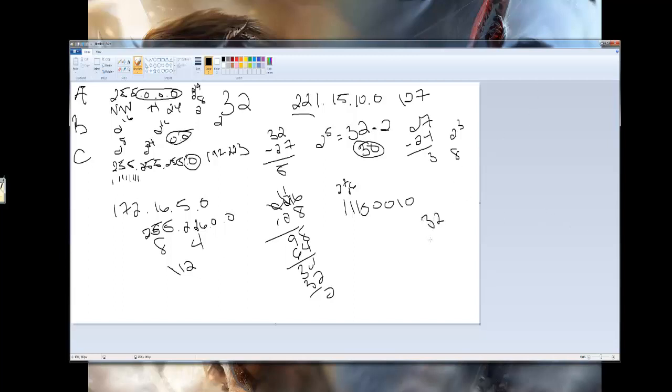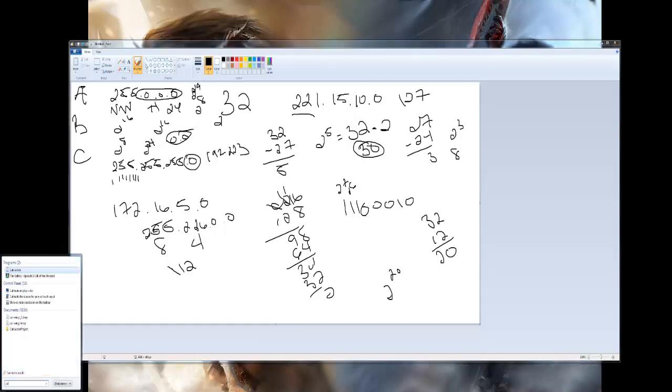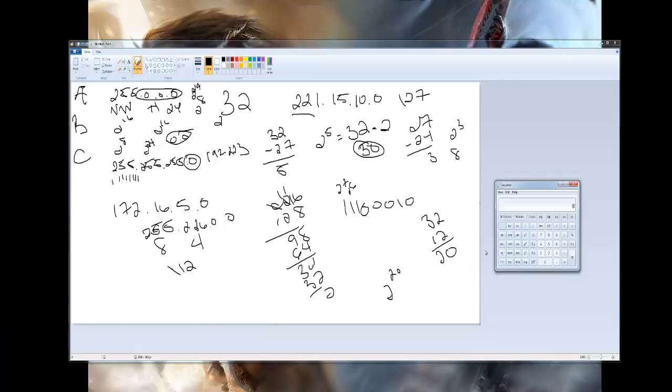So how many valid hosts are there? Let's figure it out. 32 minus 12 gives us 20. Okay, so this is going to be 2 to the 20. I don't want to figure this out in my head. This is going to be very big. So let's see. All right. So 2 raised to the 20 is a lot of hosts. A lot of hosts.